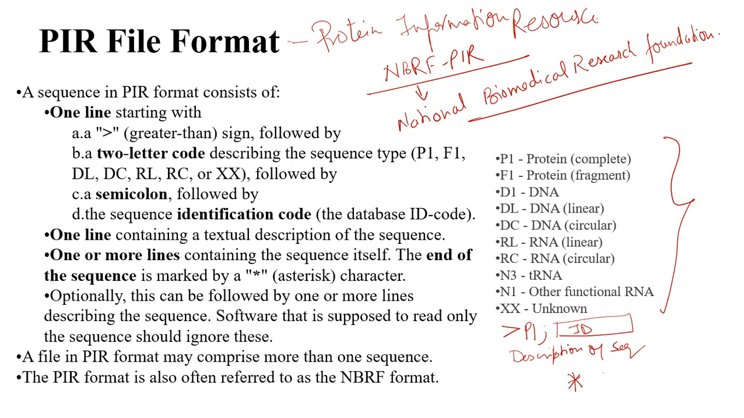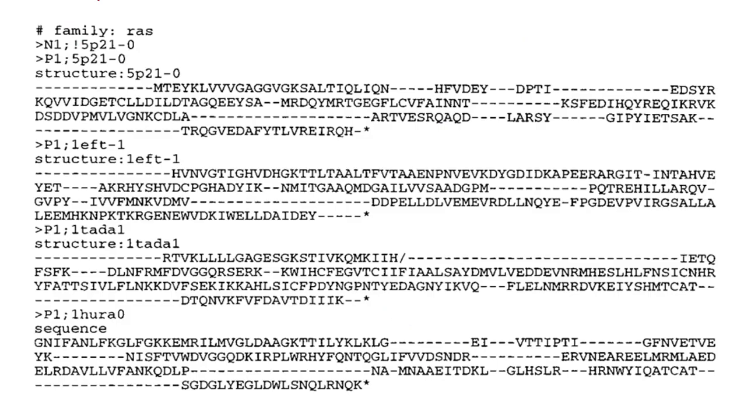So, okay, just have a look at NBRF. This PIR is also referred to as NBRF. It is the same thing. See, it is greater than N1, semicolon, and 5P210. This is the ID. Greater than P1, 5P210 is structure 5P21. So like that, it starts with a greater than symbol and there is a particular two-letter code.